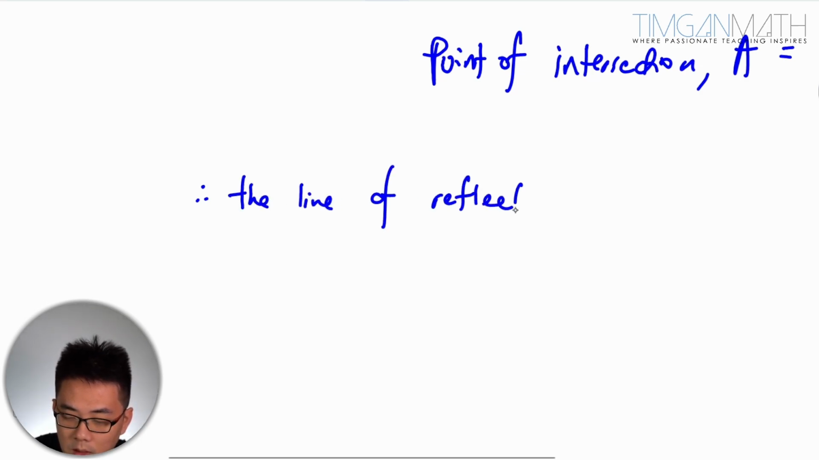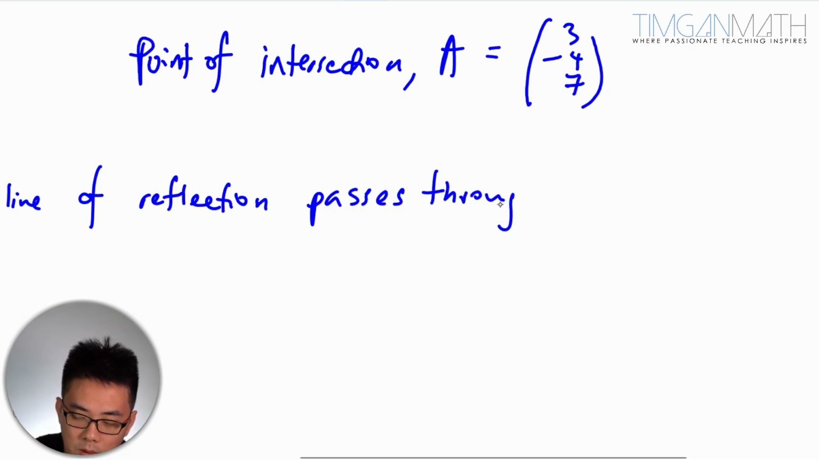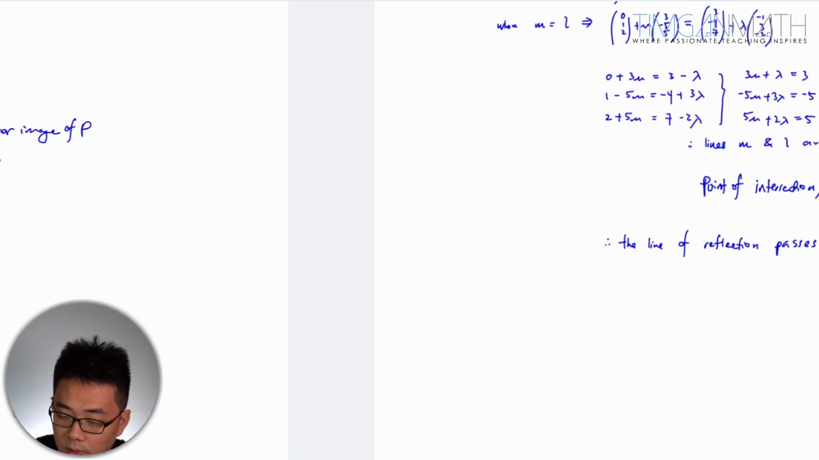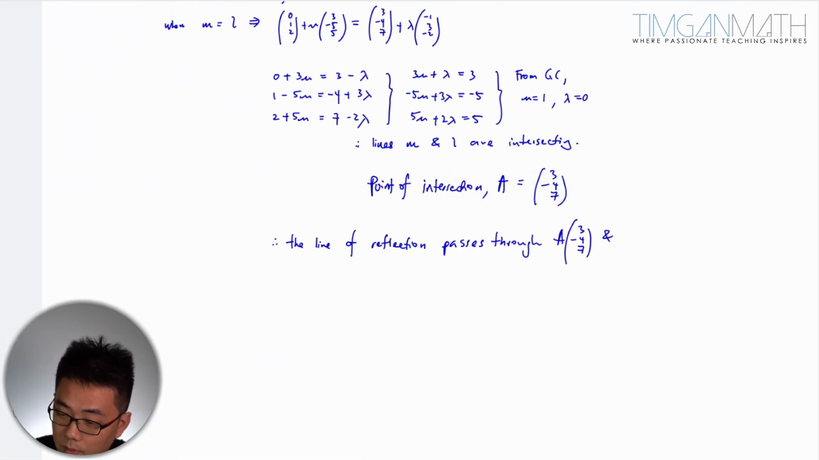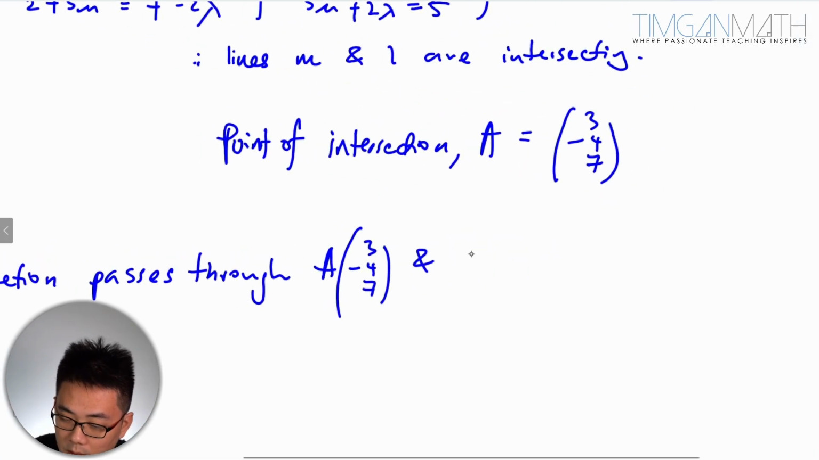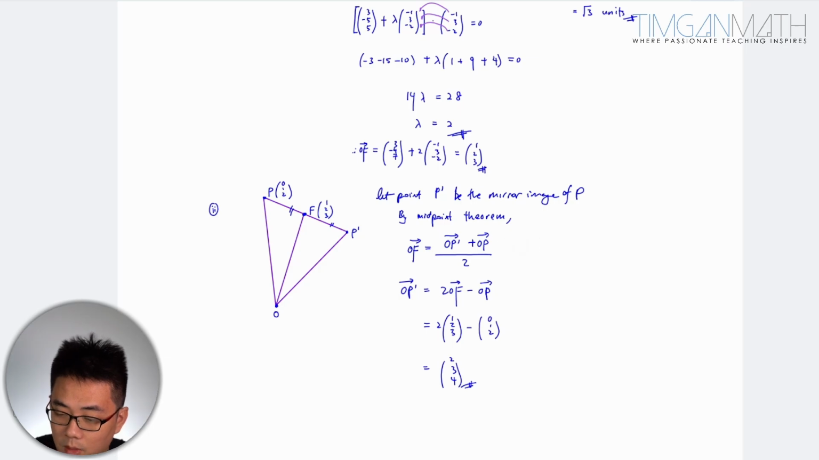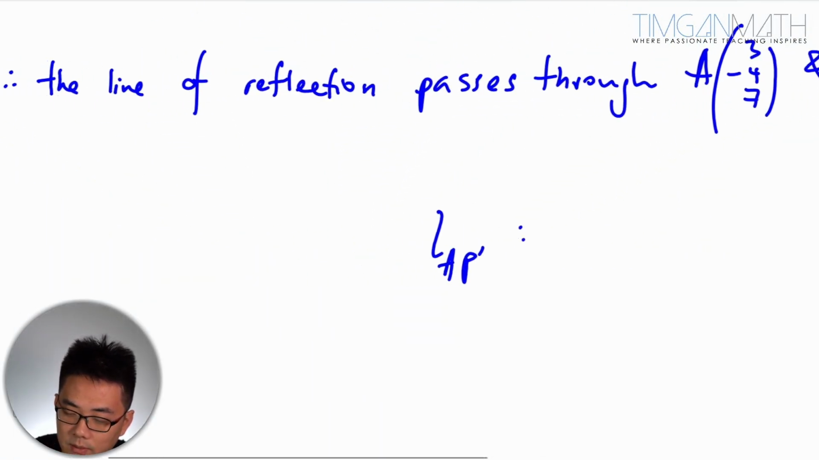Hence, the line of reflection will pass through A and P prime, which we found just now. P prime is (2, 3, 4). There you go. So once done, we find line AP prime, the line of reflection.